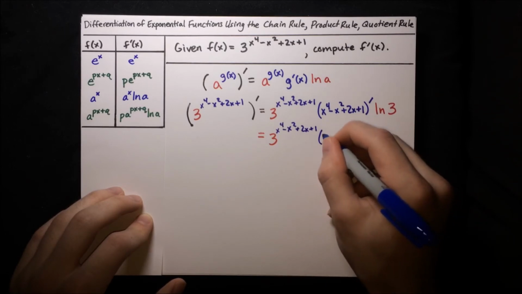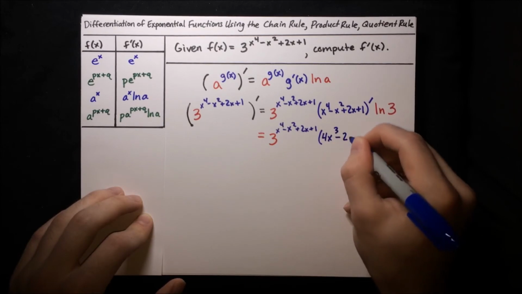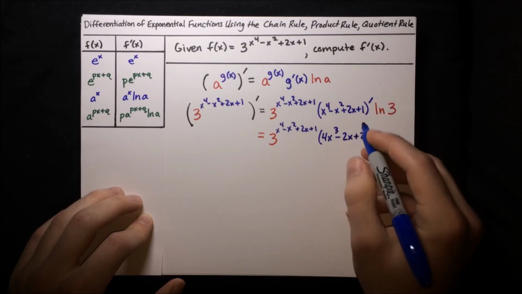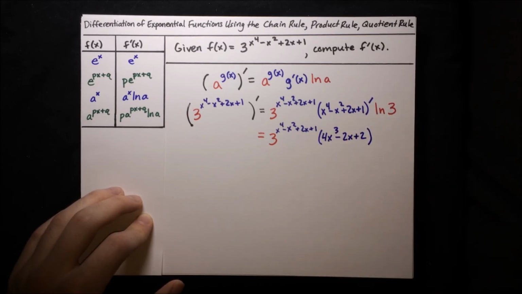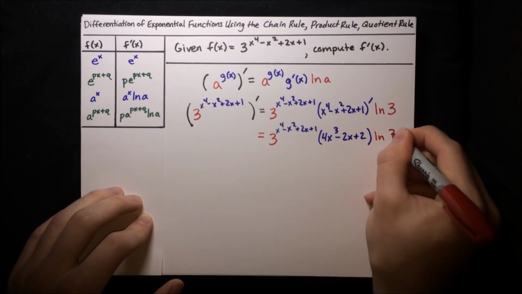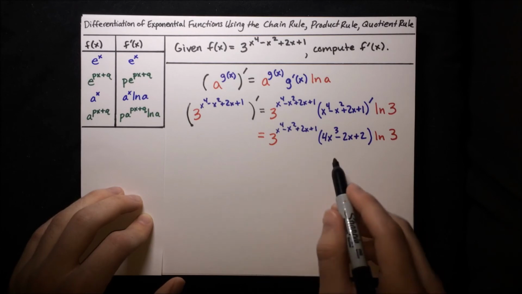So x to the 4th becomes 4x to the 3rd, then minus 2x, then plus 2, and the constant goes away because the derivative of that is just 0. And then at the very end, we've got a natural log of 3. And let's go ahead and factor this as much as we can, simplify it as much as we can.